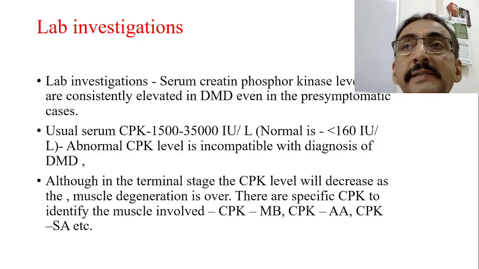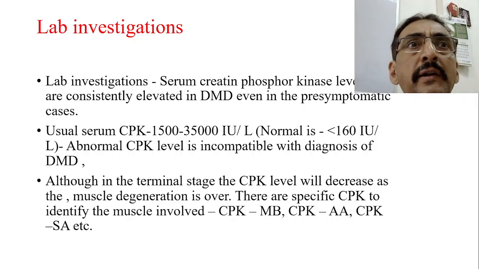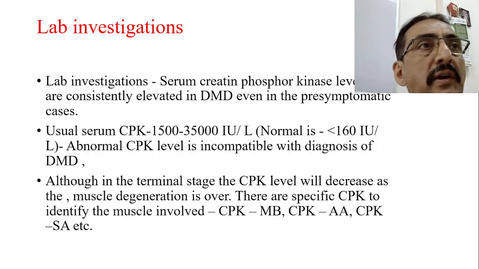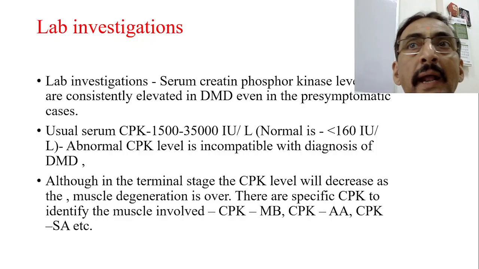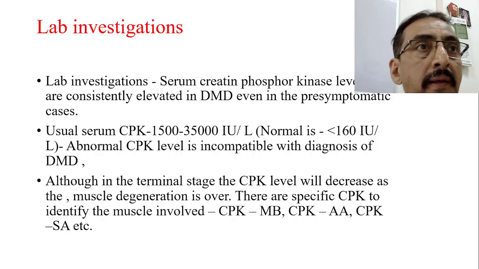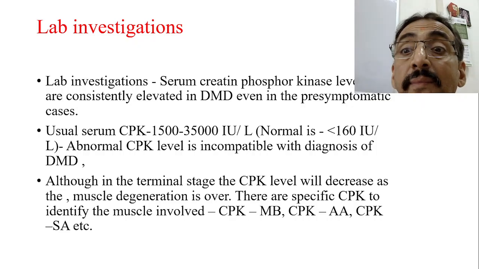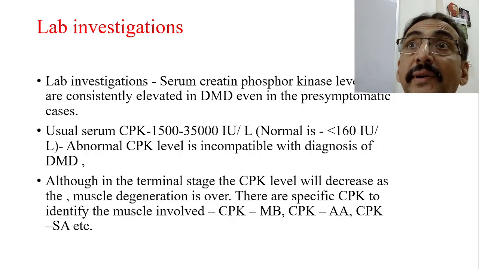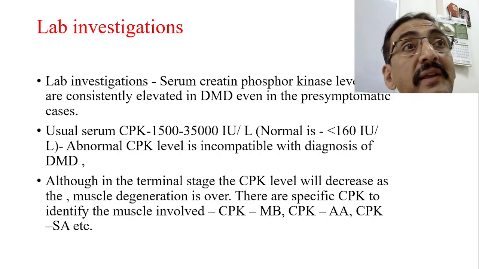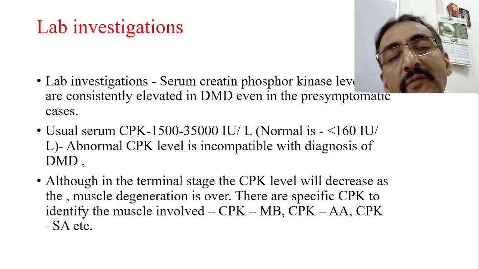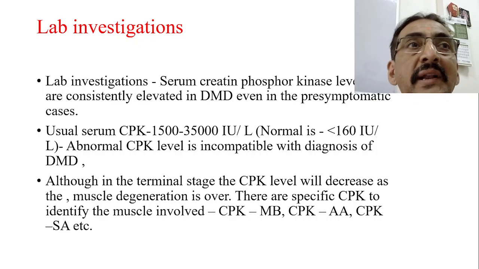Now what happens in the terminal stages of DMD? Suppose the patient is in a chronic stage, the child has had this problem for the last 15 years, treatment is going on, and now you go for a CPK level. You may find abnormally decreased levels of CPK, sometimes normal or even less than normal. What does it suggest? It suggests that there is no creatine phosphokinase enzyme in the blood. Why is it not there? Because there is no creatine coming out from the muscle into the blood.